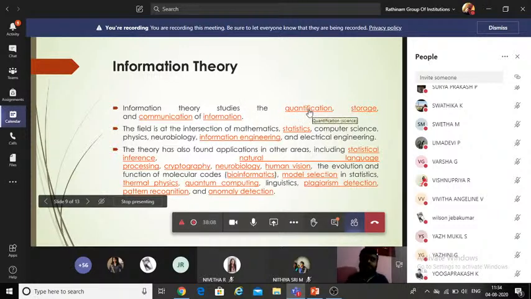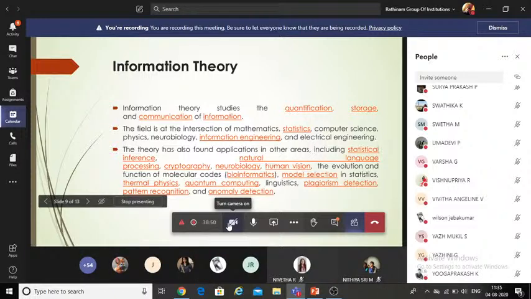What is meant by quantification? Quantification is nothing but the number of data content. How much data I have, that is quantification. Storage means whether I have 1 TB storage space or 1 GB storage space. Okay, so this is storage. And communication of information: how I am communicating my information through a channel. What type of channel, wired or wireless, and what algorithm I have used. So these all come under communication of information.